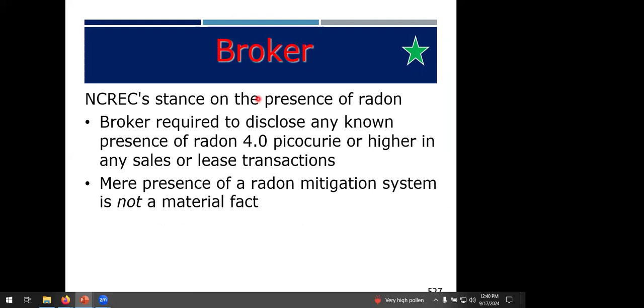Just because we see a radon mitigation system, I'm not screaming material fact. If I see a radon mitigation system, my little red flag has gone up to encourage me to find out more. That radon mitigation system, maybe it was built, some people are building homes today with the system in place. Others are having them installed because they have an issue. It's not a material fact, but my little red flag did just go up to encourage me to find out more, ask questions. I need to dig a little deeper.